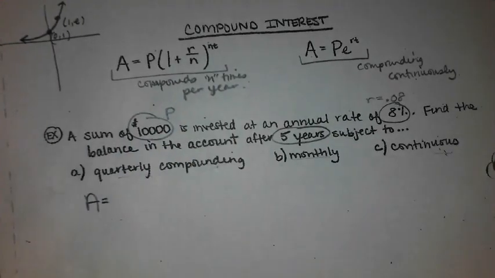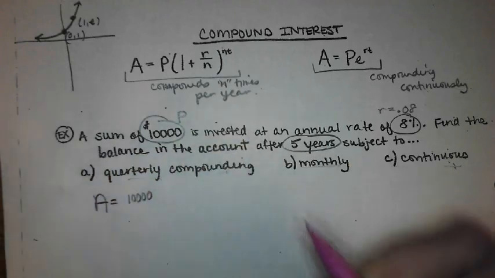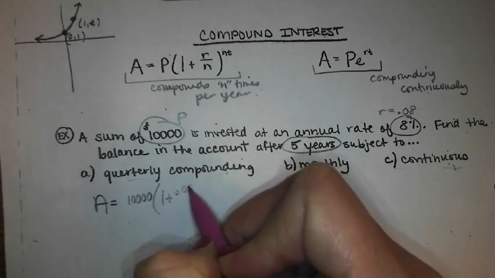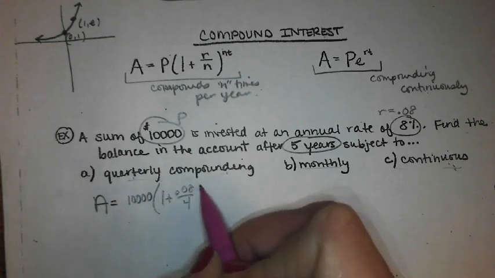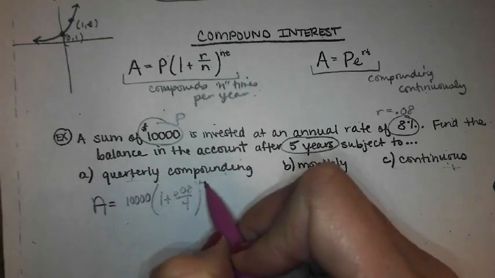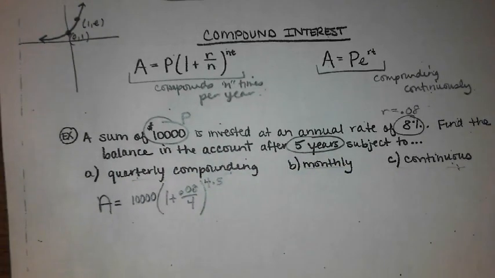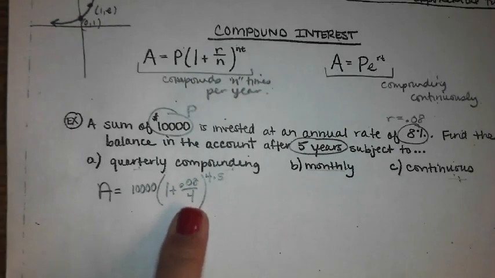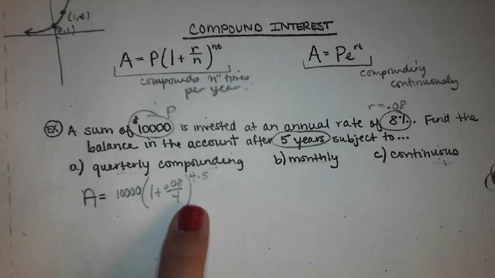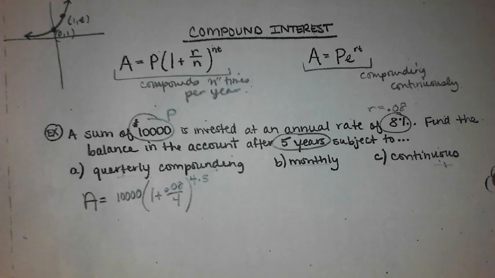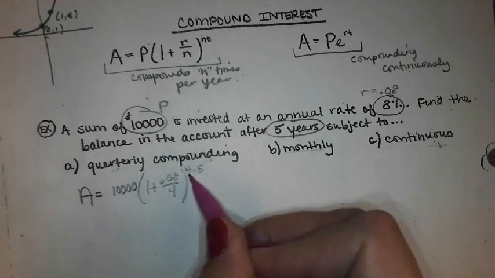So for part A, principal amount 10,000, 1 plus your R of 0.08 over your N, which is quarterly, means 4, and your exponent is 4 times 5. Why is your exponent 20? Right, there's 20 different quarters in 5 years. So on 20 different occasions, you're going to be earning really 2% each time, because your 8% gets split up into 4 parts. So 2%, 2%, 2%, 2% on 20 different occasions, 4 times per year for 5 years.